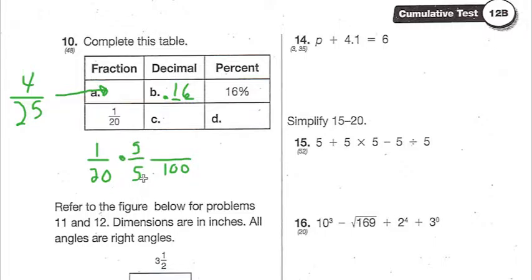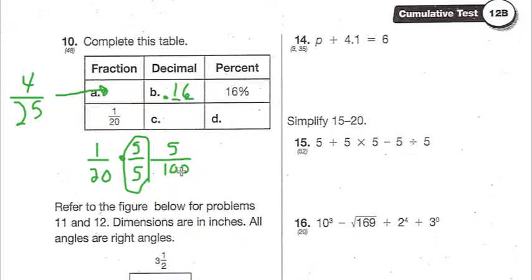5 over 5 is the same as 1, right? It's the same as 1. So I'm not changing the number, I'm just changing the way that it looks. I'm really multiplying 1/20th by 1. So 1 times 5 then is 5. So my answer should be 5 over 100. And 5 over 100 is 5%.